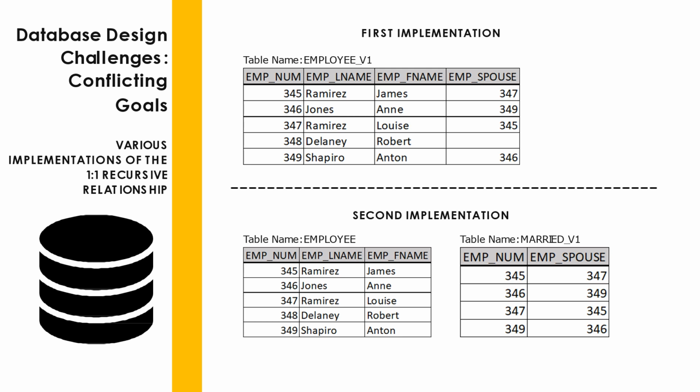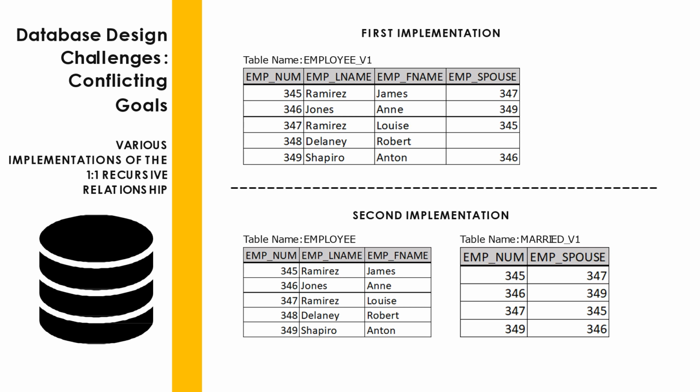Here we have an example of conflicting goals, wherein we have two implementations of the same concept. We have talked about the recursive relationship of the employee table with itself that captures the spouse of the employee. If you are going to implement them within one table, you might have employee number and employee spouse, which is capturing the primary key or the employee number of their spouses. In the second implementation, you can also create a separate entity wherein the separate entity would capture the marriage between the two employees. So it would depend on the requirements that you have.